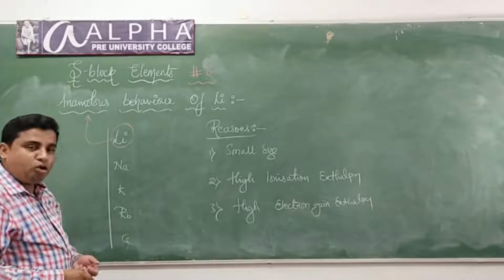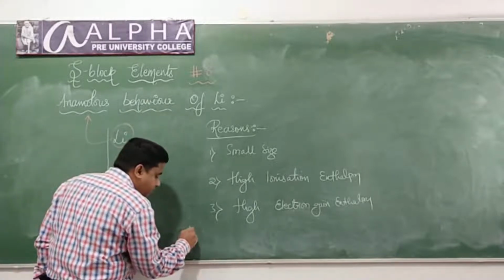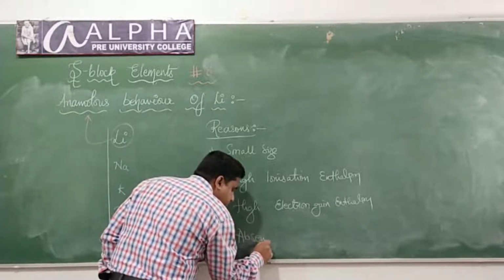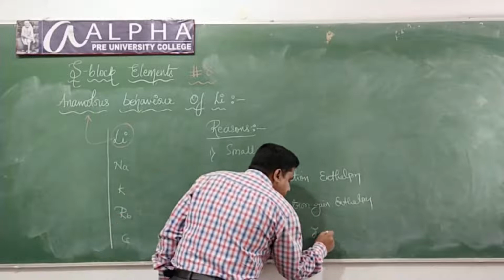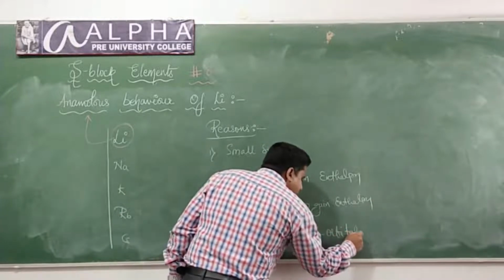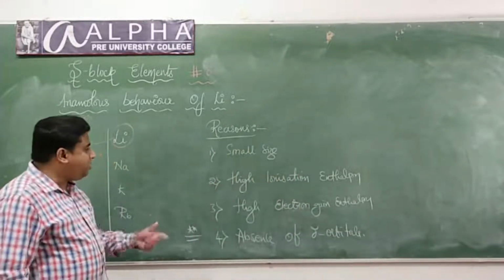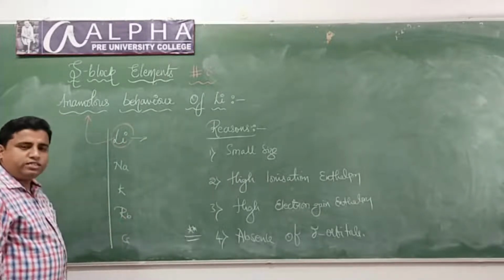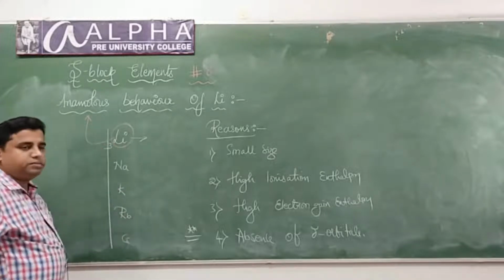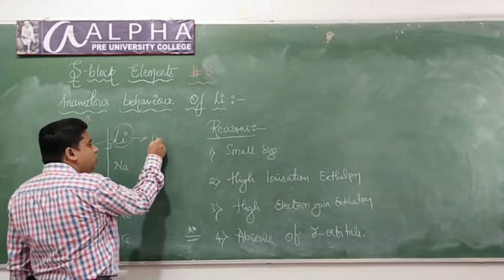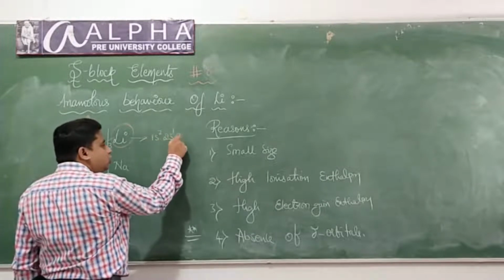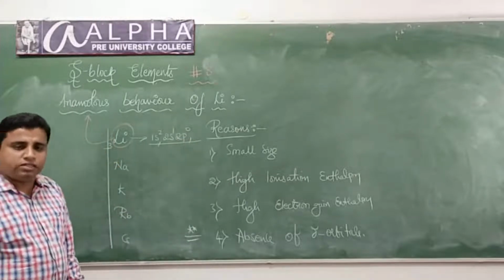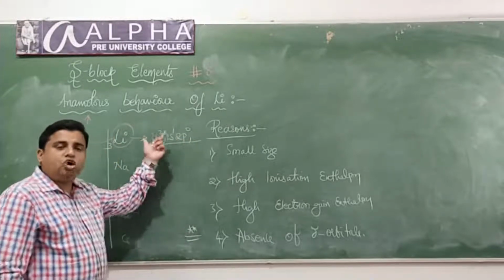And one more very important reason for the anomalous behavior is the absence of d orbitals. What do you mean by this absence of d orbitals? Look at here. If I write the electronic configuration of lithium, what is the atomic number of lithium? It is 3. What is its electronic configuration? 1s2, 2s1, 2p0. Am I correct? There are no 2d orbitals. Is there anything like 2d orbitals? No. Lithium does not have 2d orbitals.